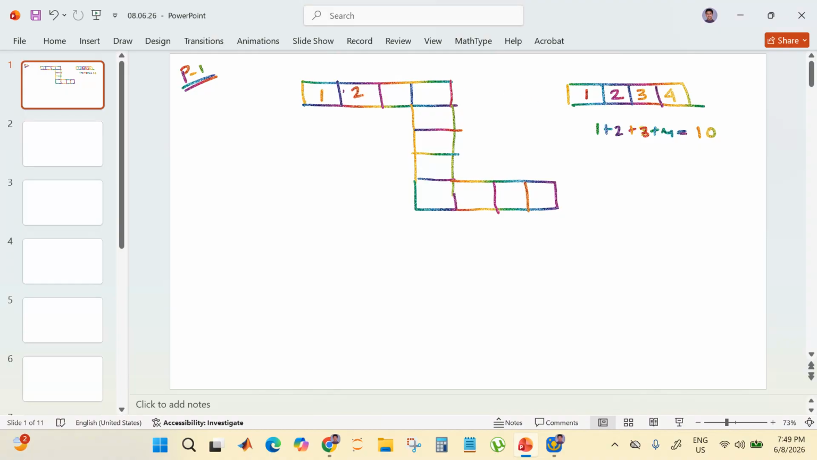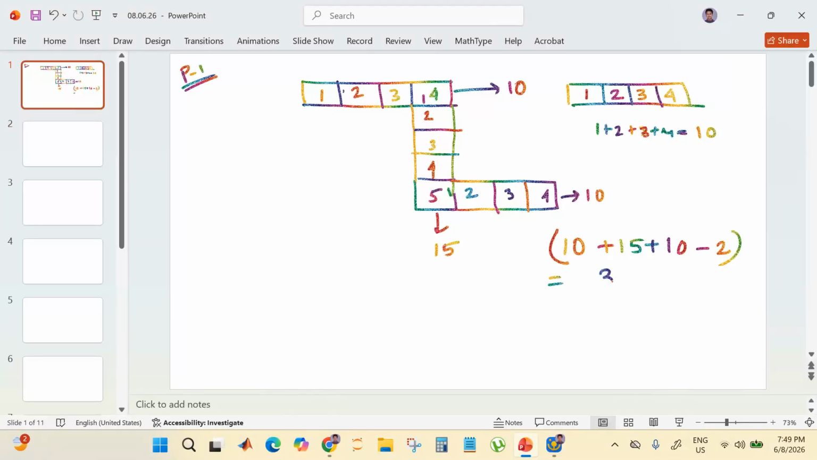So here also you can write 1, 2, 3, 4. That means there are 10 rectangles. Again you have to consider 1, 2, 3, 4, 5. That means 15. Again you have to consider 1, 2, 3, 4. That means again 10. But remember, this particular block we have considered twice. So ultimately the answer will be 10 plus 15 plus 10 subtracted by 2. That means 33. Only 33 will be the answer because 2 will be subtracted, as we have considered a particular block twice.